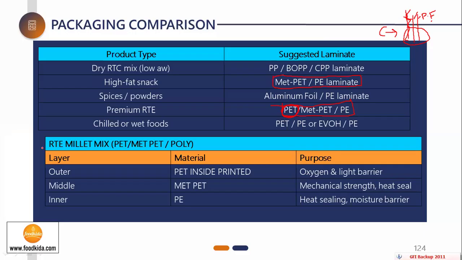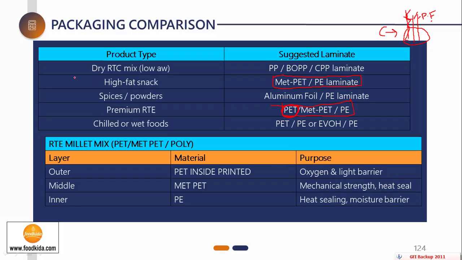Sir, what about the frozen foods? So, Dr. Kadam, this is what you've just explained for premium RTE. The first layer is PET, then METPET, and then poly. And the inner layer is poly. So it is backwards: poly comes first, then METPET in between, and outside will be PET inside printed.